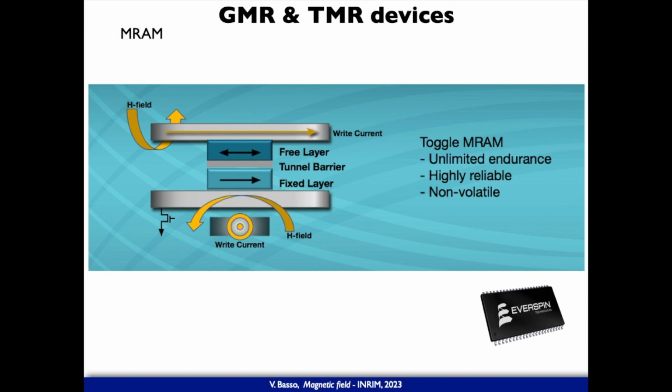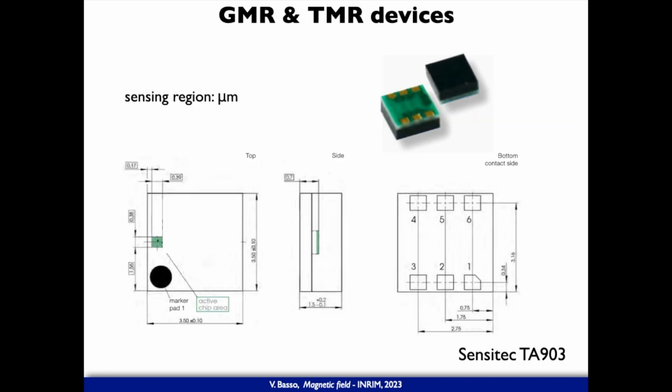Nowadays, GMR and TMR magnetic field sensors are also commercial. You can buy chips with this sensing. Like the AMR, they have similar ranges for the magnetic field, but a much smaller sensing region. For example, for the sensor from Sensitec, I found some properties here. The sensing region is, let's say, below microns, so really small.